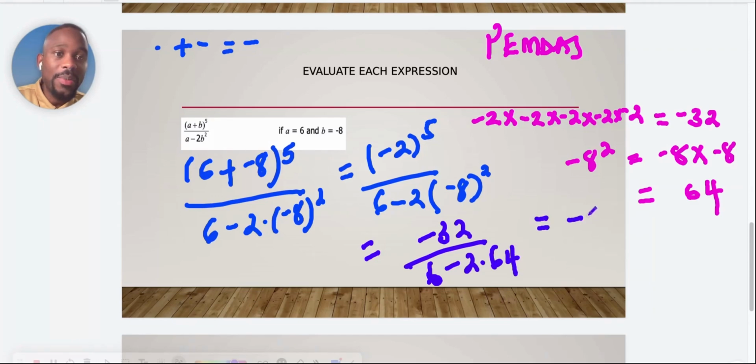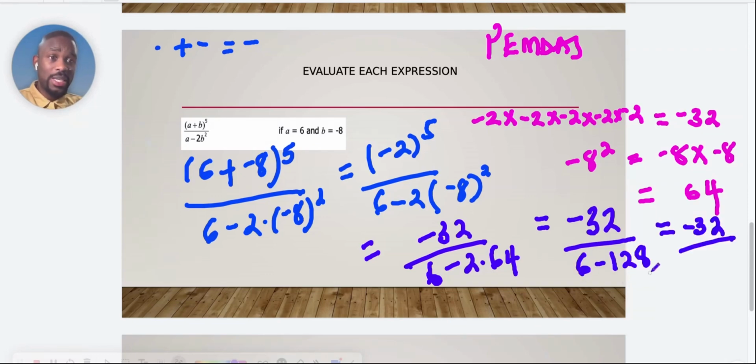This will give you a numerator which is -32 over, going back to the PEMDAS, it's telling you after dealing with your parentheses and exponents, go to your multiplication. So this is a multiplication, which is 2 times 64, and that gives you 128. 6 minus 128 will give you a -122.